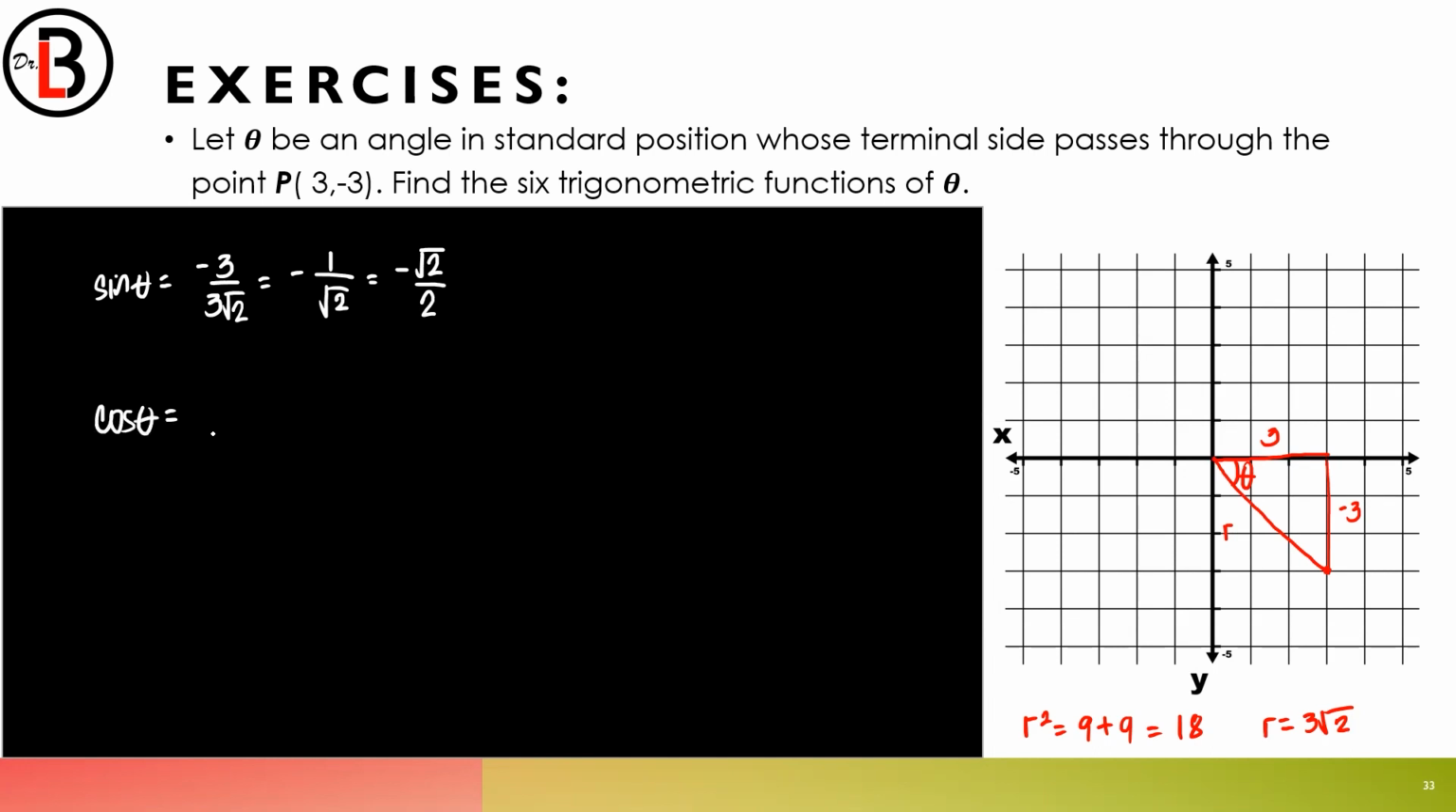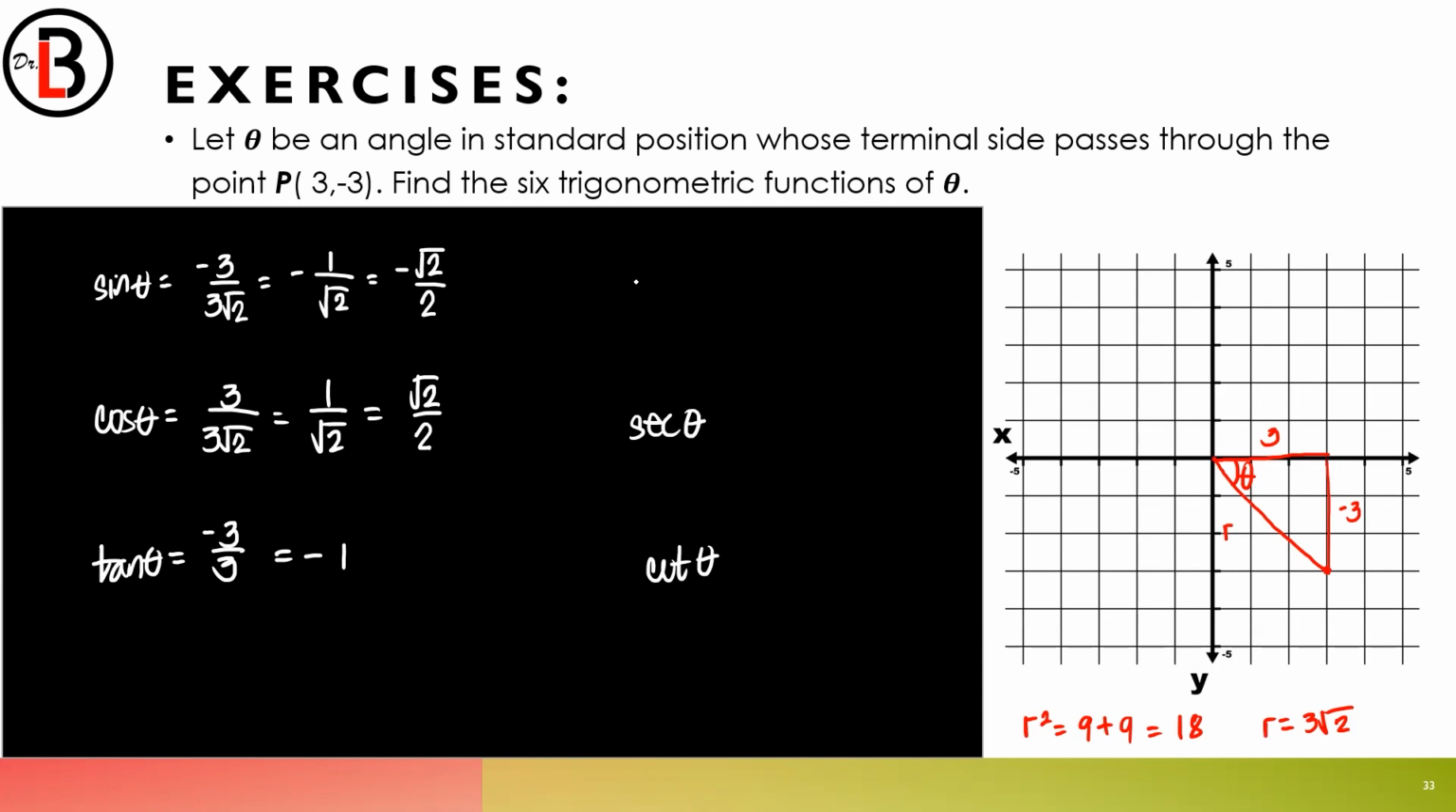Cosine is adjacent over hypotenuse. So again, we can simplify this. That becomes square root of 2 over 2. And then tangent of theta, opposite over adjacent. So opposite over adjacent, that's -1. So after we write the 3, we can solve for the other 3: cotangent, secant theta, and cosecant of theta.